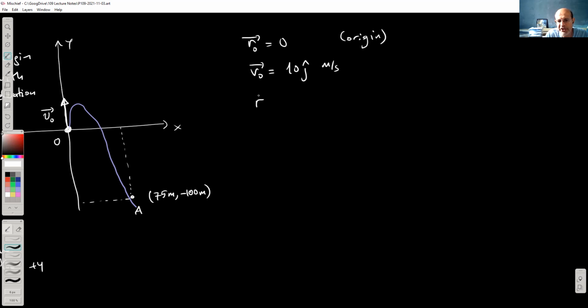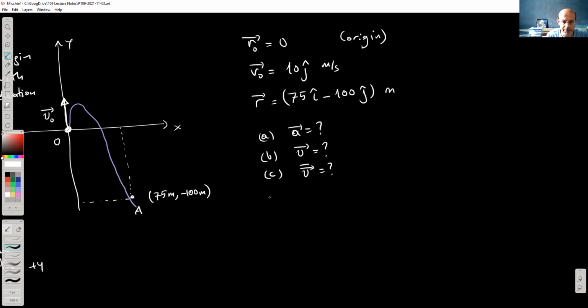Then we have the final position. Final position is 75i minus 100j. And the unit is meters. So I usually write down the unit like that. So the unit is multiplied with this whole expression. So as a result, I'm using parentheses in here. So in part A, we are asking for the acceleration. In part B, we are asking for the final velocity. Part C, we are asking for the average velocity. All right, forget about part D now. All right, we would like to solve this problem.